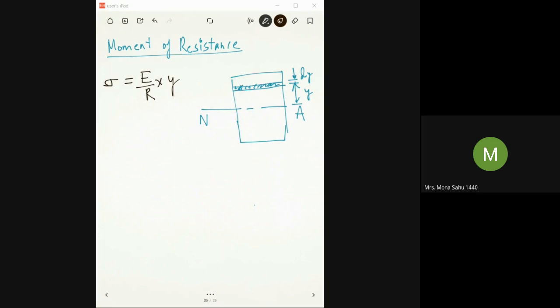Okay, so if dA is the area of the layer, consider dA as the cross-sectional area of the layer. So what will be the force?